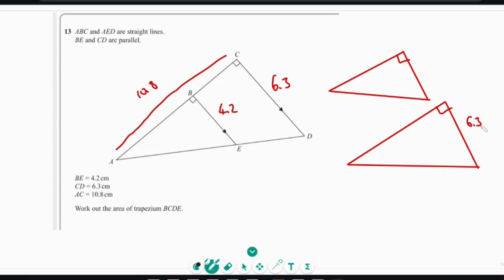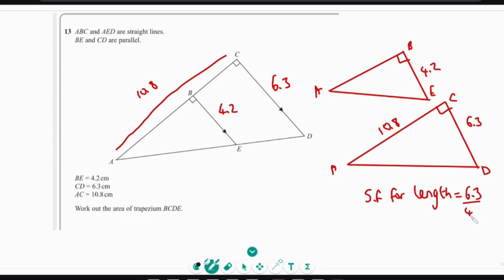So 6.3, 4.2, 10.8, AC, ABE, ACD. So let's get our scale factor first of all for length. So 6.3 divided by 4.2, 1.5.